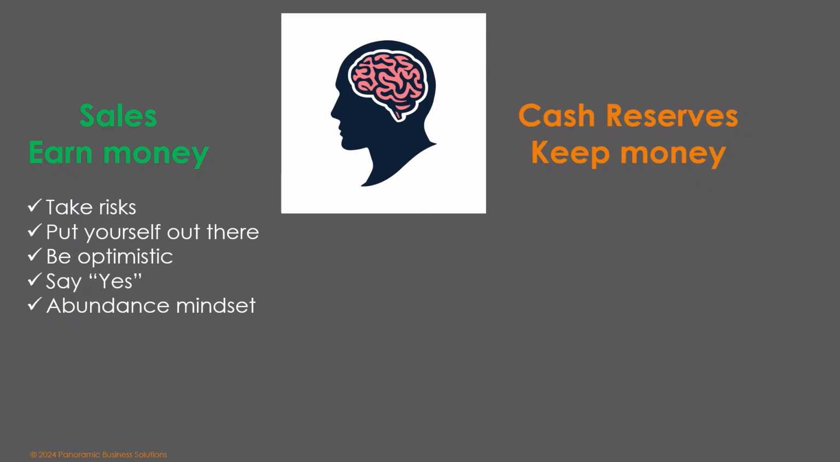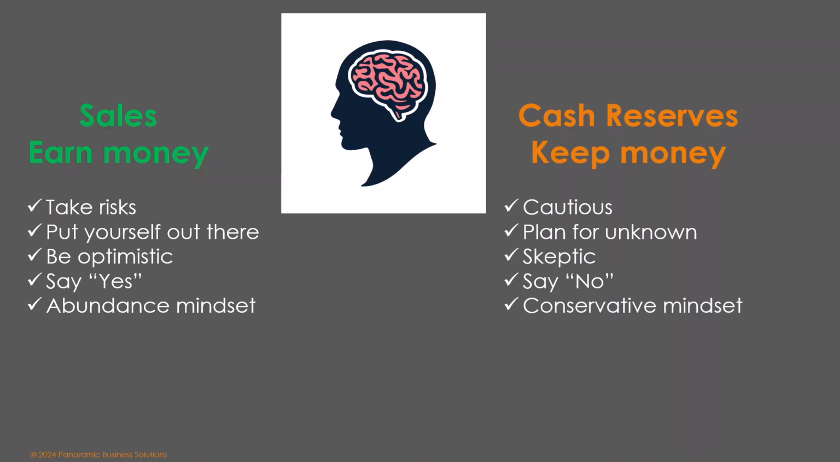But over on the right with the cash reserves, when you want to keep money, you're a little bit more cautious. You definitely plan for the unknown. You're naturally skeptical. You may even say no before you've even heard the idea. And then also you've got a very conservative mindset. The goal for being an entrepreneur is to have a healthy blend between both. So identify whether you're leaning more on the sales, earning the money side, or saving the money, and build up your team with people that are not like-minded so that you can balance each other out. And if you're not ready to hire someone, you can look for a business coach that will help you balance it out.